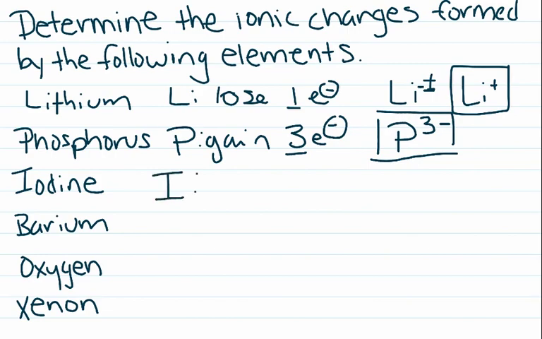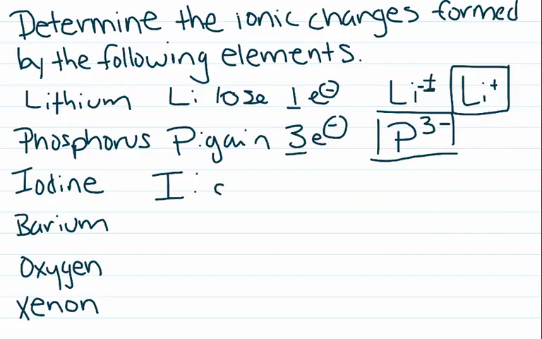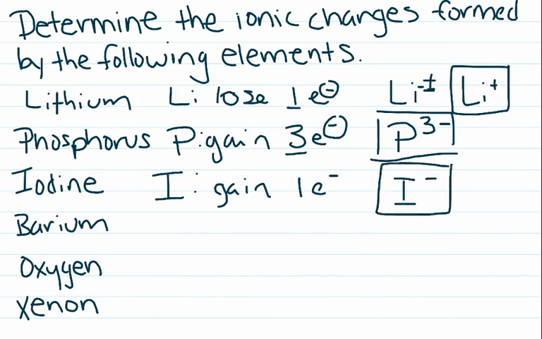Alright, let's try iodine. First we find iodine on our periodic table. Here it is, number 53. This is in column 17. Since it's in column 17, that means that it has 7 valence electrons. Just like with phosphorus, it's easier for it to gain 1 electron to get to 8 than to lose 7 electrons. So it will gain 1 electron. If it gains an electron, which has a negative charge, it will gain a negative charge. So iodine gets I-.